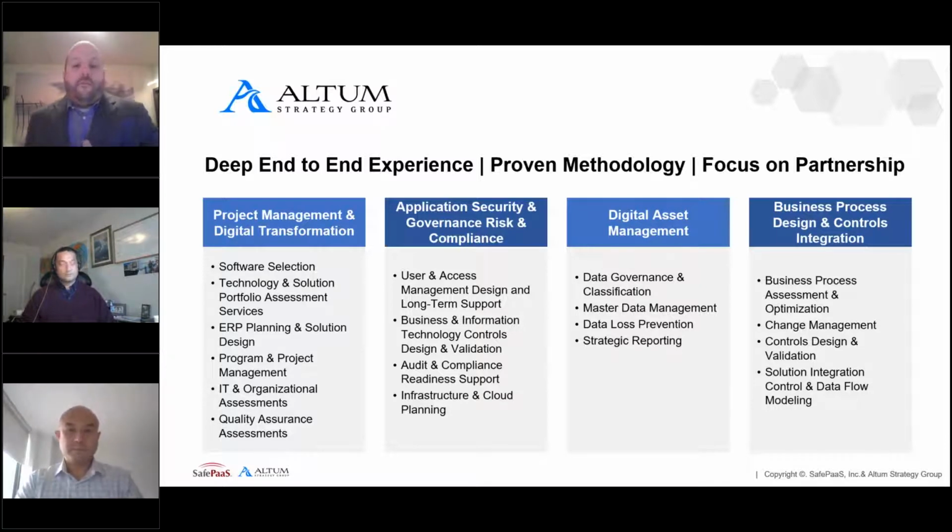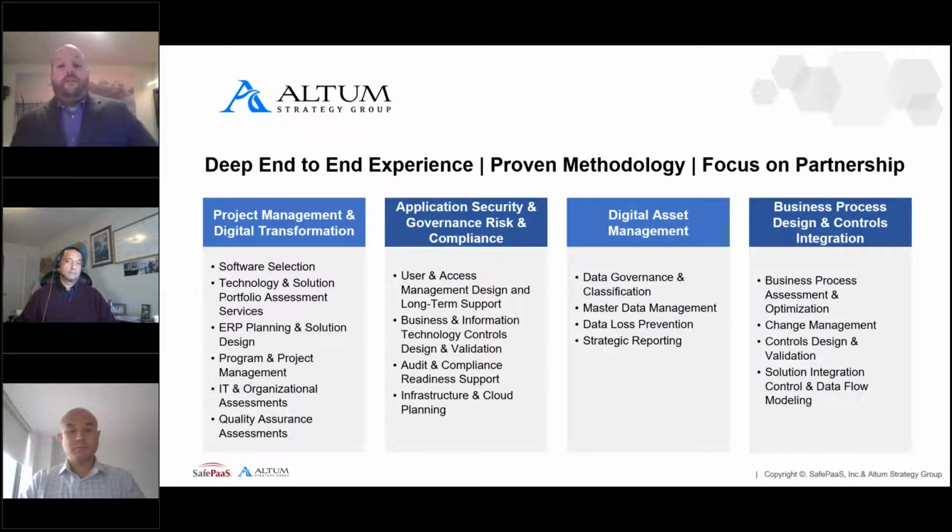So with Altum Strategy Group, we bring three points of focus to our client partners. We bring deep end-to-end experience, a proven methodology, and a focus on partnership. With those three key areas, we offer services in four major pillars. There's project management and digital transformation, everything from software selection to project management and assistance with implementation. Applications security, governance, risk, and compliance, working with applications like NetSuite, helping to deploy security and those types of technologies, along with partnering with the SafePaaS team.